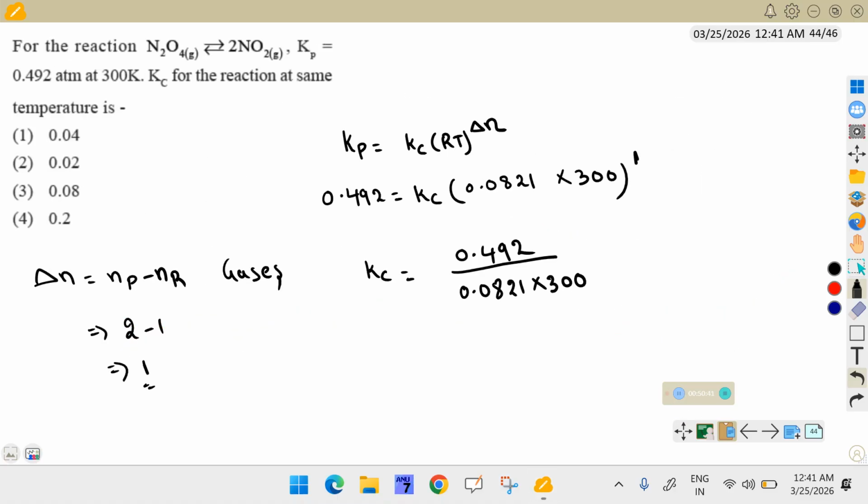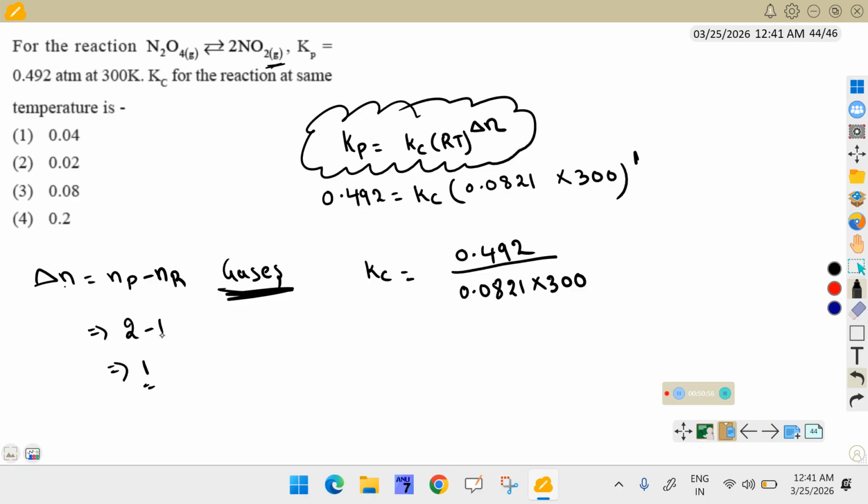For the reaction, the Kp value is given. Calculate the value of Kc. We know that Kp is equal to Kc RT power delta n. Delta n is equal to np minus nr, only for gases. Number of moles of gaseous products is 2, number of moles of gaseous reactants is 1, so 2 minus 1 is equal to 1. Take the R value as 0.0821 liter atmosphere mole inverse Kelvin inverse.